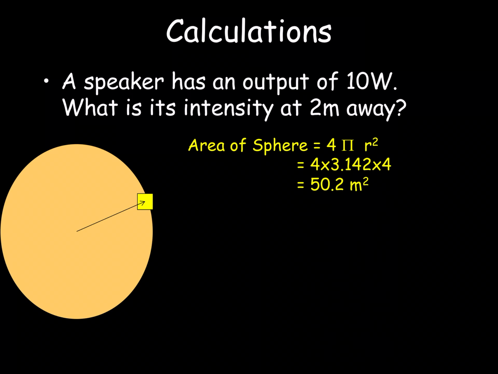If it was 1 metre, it would be spread over less. If it was 3 metres away, it would be spread over a bigger surface area. But it's the same 10 watts. The 10 watts doesn't change. That's going out, 10 watts. That's 10 joules every second. That's what 10 watts is, 10 joules a second. So it's the amount of watts spread over an area depending on how far away you are.